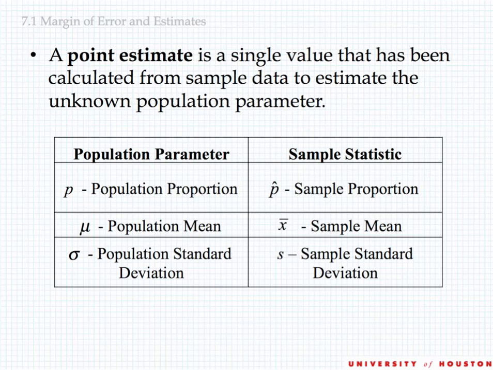So when we're working with populations, we use p when we have a population proportion, mu for population mean, and sigma for population standard deviation. The corresponding sample statistics are p hat for the sample proportion, x bar for the sample mean, and s for the sample standard deviation.